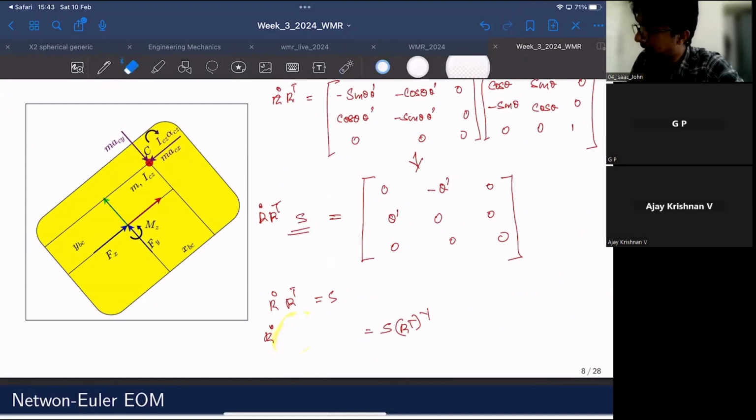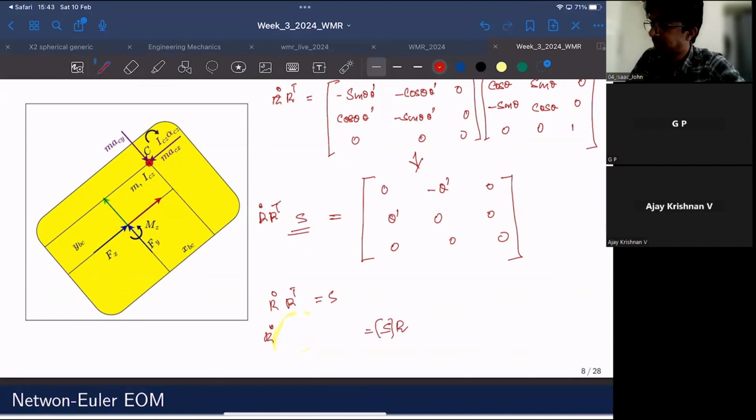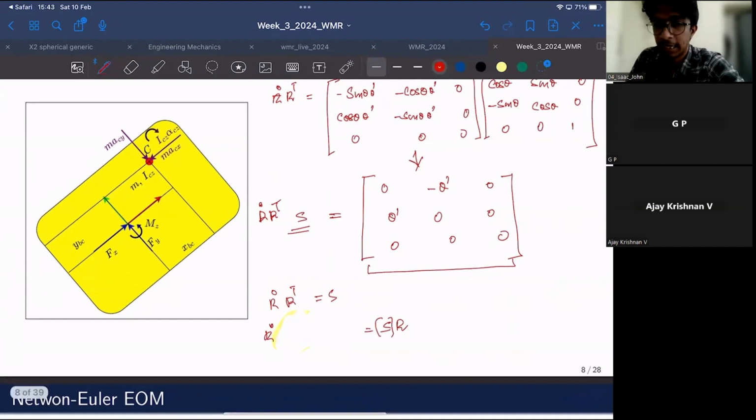So R dot would be S times R transpose whole inverse. So this will be nothing but S times R, right? So S is basically a skew symmetric matrix of omega Z. So R dot is basically a skew symmetric matrix multiplied by R. This is also equivalent to omega cross R, right?